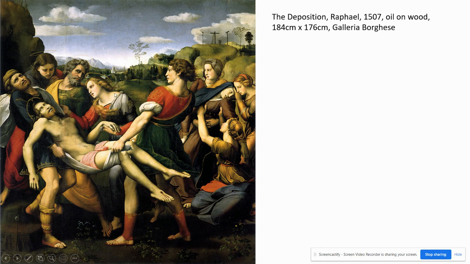So yeah, this is the Deposition by Raphael. I could talk about this and the little details and the moments and like this hair and this facial expression for ages, but I think that this is quite self-explanatory. But Raphael was known for his intense color, like we can see here, and also his detail. I mean, if you look at these little plants at the bottom here, it's amazing.